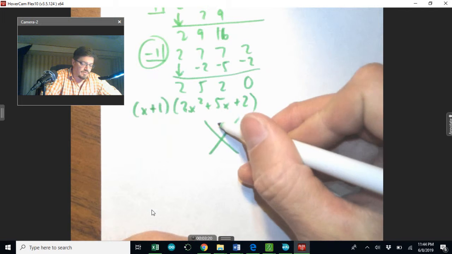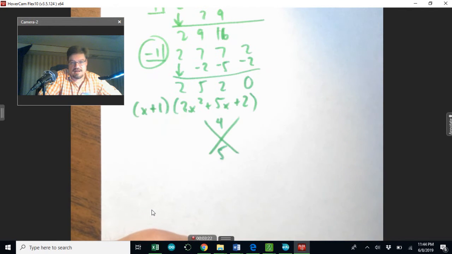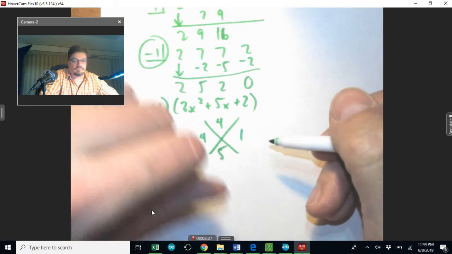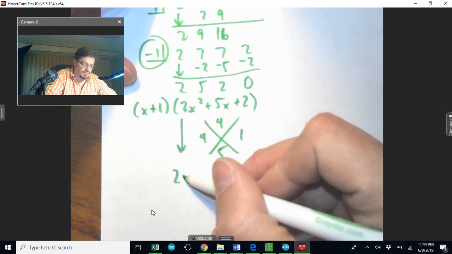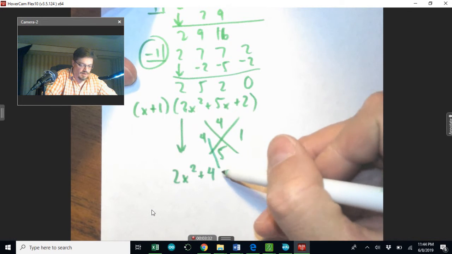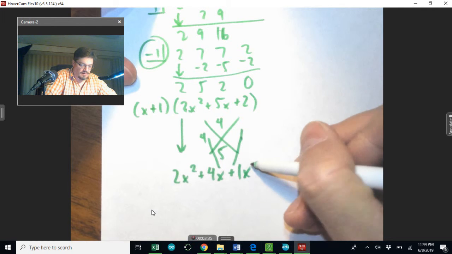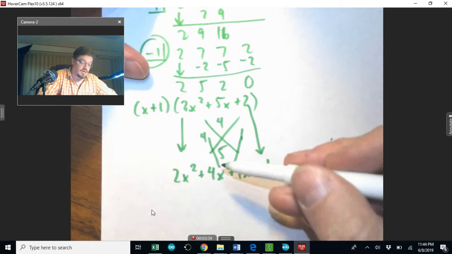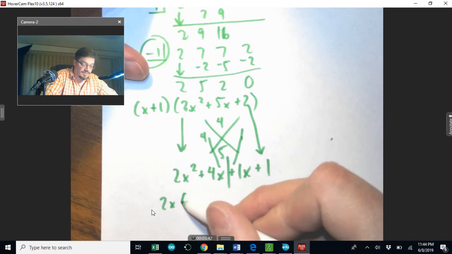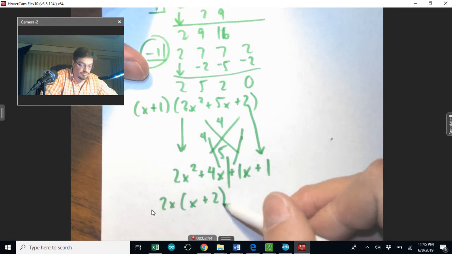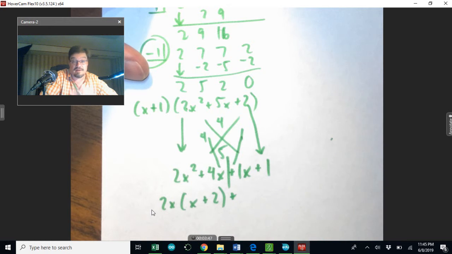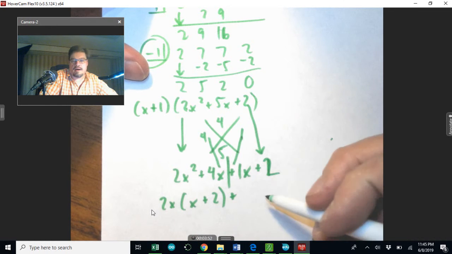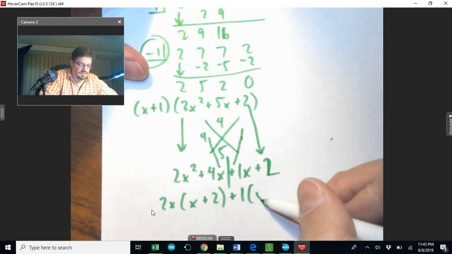So 2 times 2 is 4, and that has to add up to 5. Factors of 4 that add up to this middle term would be 4 and 1. So the way that we write this is 2x squared plus 4x plus 1x, and bring it down, plus 1. All right, so split it down the middle. Factor out your common terms so that you get an x plus 2. This one, there's nothing to factor except the 1, so that you get an x plus 2.